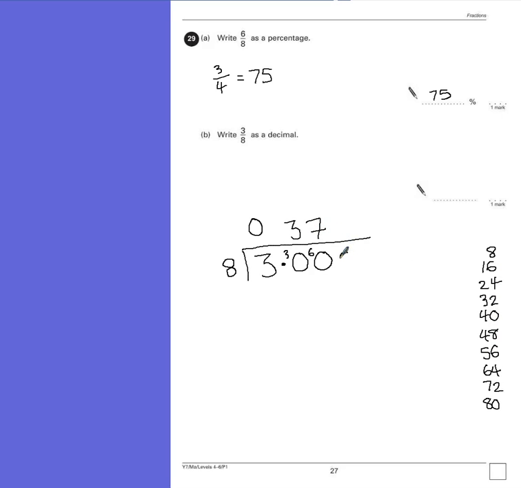So we're going to need an extra 0 here. 4. 8 into 40 is 1, 2, 3, 4, 5 exactly, with no remainder. Don't forget to put the decimal point back in, which gives you your answer of 0.375. If you did that with 6/8, so it would be 6 divided by 8, your answer would come out as 0.75, which is another way, a decimal version of 75%.